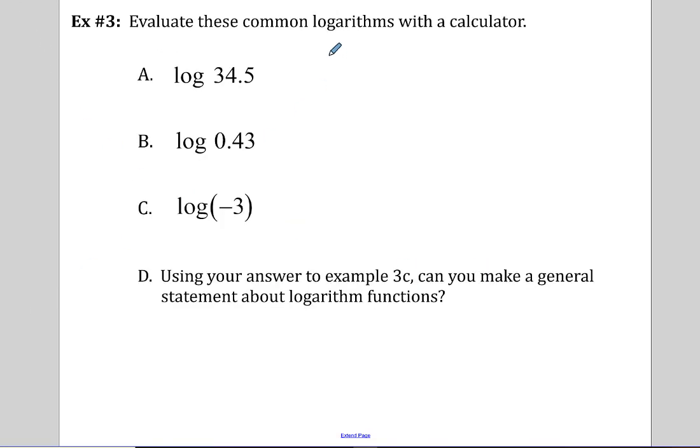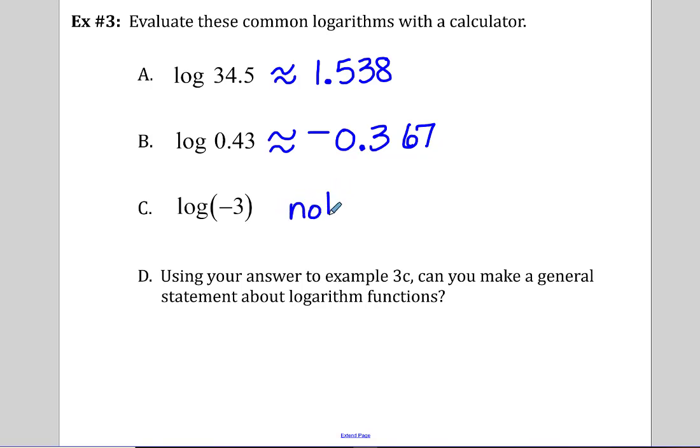Here we need calculators, so I'm going to let you do that work, and you can check your work with mine. I get 1.538 for 3 decimal accuracy on log of 43 hundredths. I get 0.367, and then this one is not defined because we know that a logarithm is not defined for negative values of x.